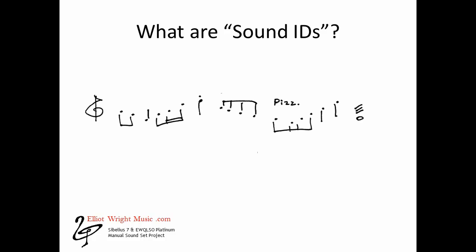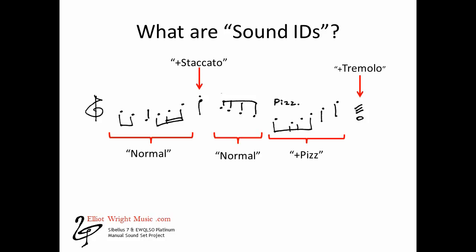You see, if you've got a passage in Sibelius, you see it like this, but Sibelius sees it like this. The notes that don't have any markings, it sees them as normal. When Sibelius is playing this back, the normal notes, it will use a sound ID called normal, or violin normal. It finds a staccato note, and it will play a sound ID called violin staccato. It finds pizzicato notes, and it will relay its notes to violin pizzicato, and same with tremolo.